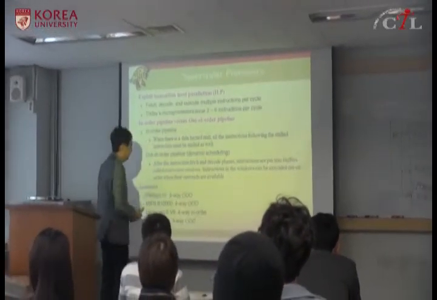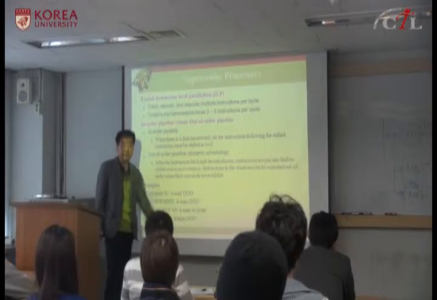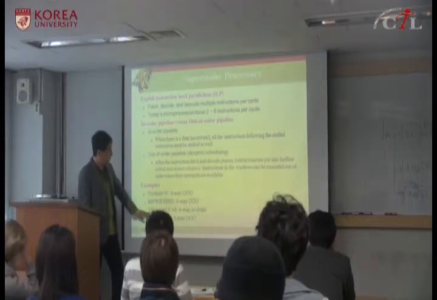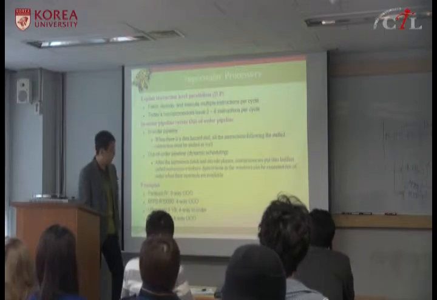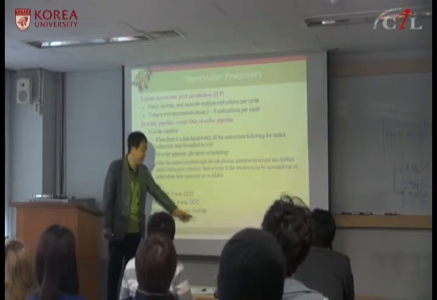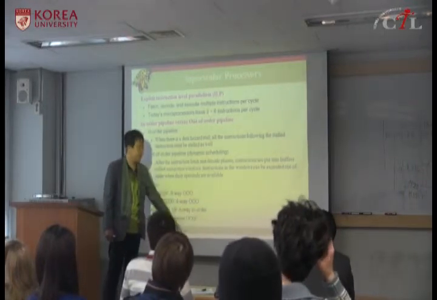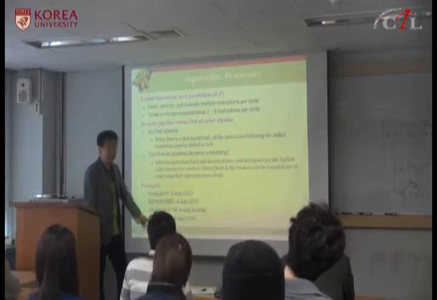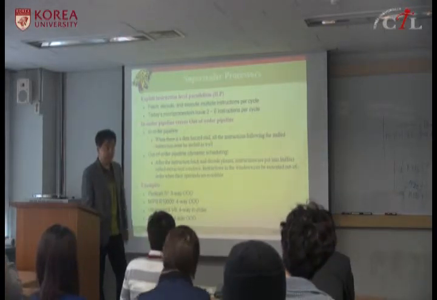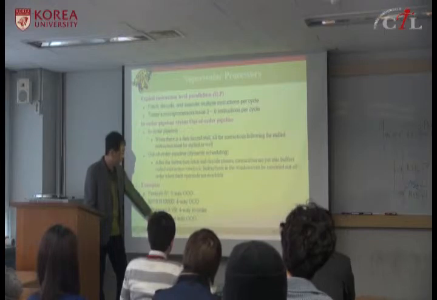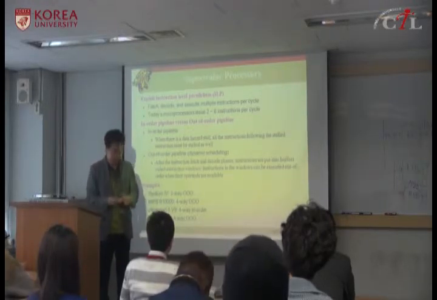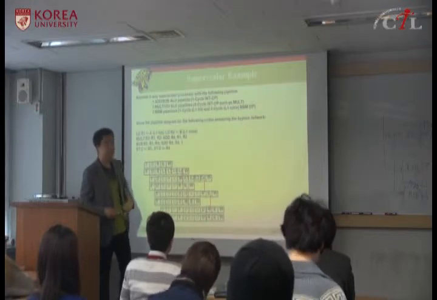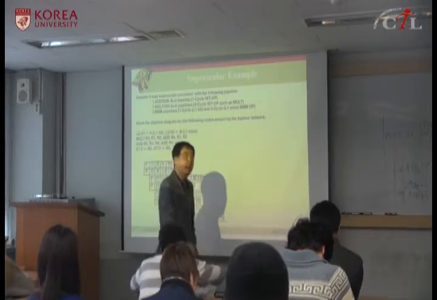So MIPS is a 4-issue superscalar out-of-order pipeline. UltraSPARC is a processor built by Sun Microsystems. It's 4-way in-order pipeline. Digital Alpha, this is the fastest microprocessor. 21264 is 4-way out-of-order pipeline. So, understood? Let's look at the example for superscalar pipeline.